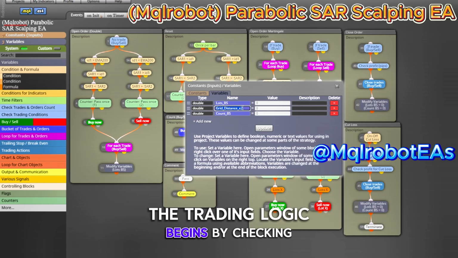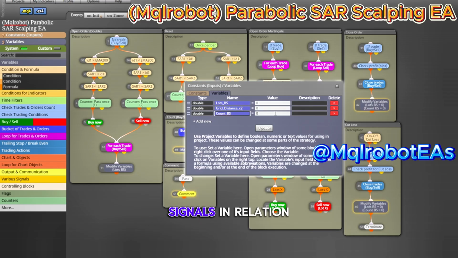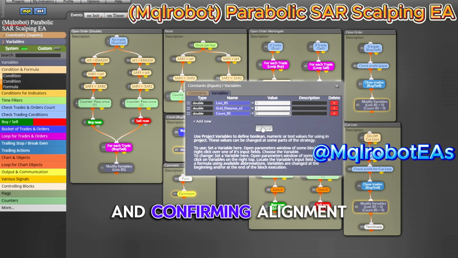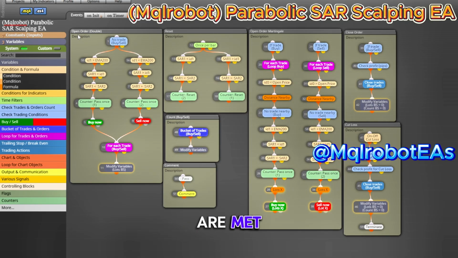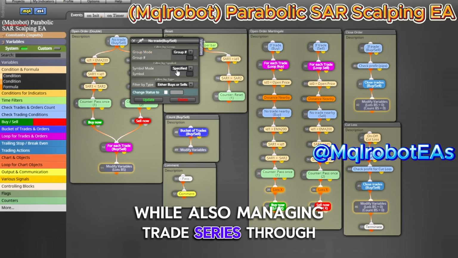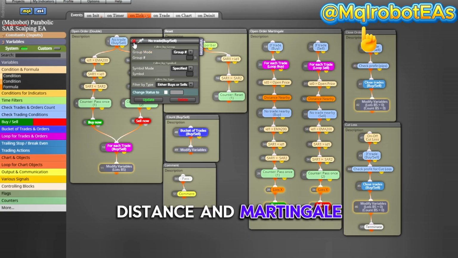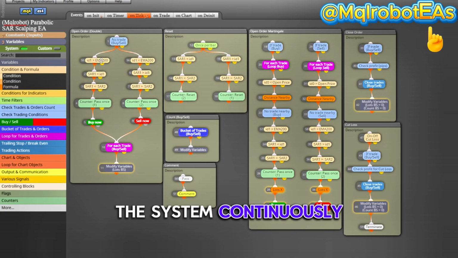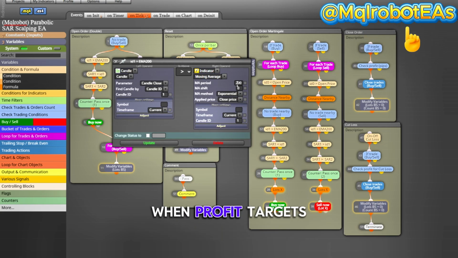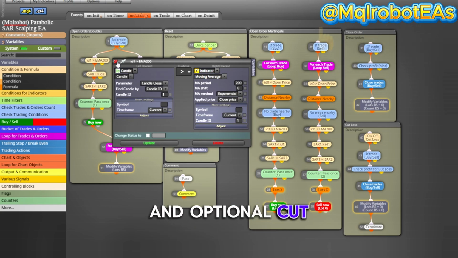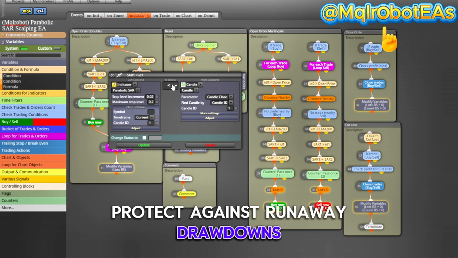The trading logic begins by checking Parabolic SAR signals in relation to price and confirming alignment with other conditions like the EMA filter. Once conditions are met, the EA opens buy or sell trades, while also managing trade series through grid distance and Martingale lot adjustments. The system continuously monitors profits and losses, with mechanisms for closing trades when profit targets are hit, and optional cut-loss logic to protect against runaway drawdowns.